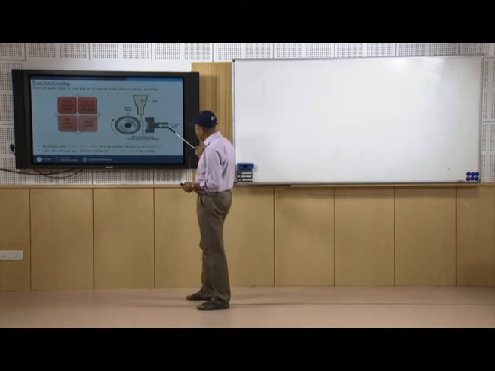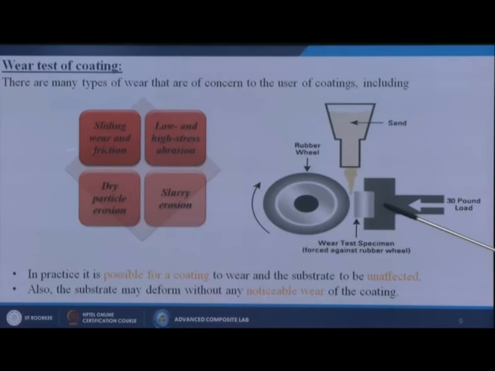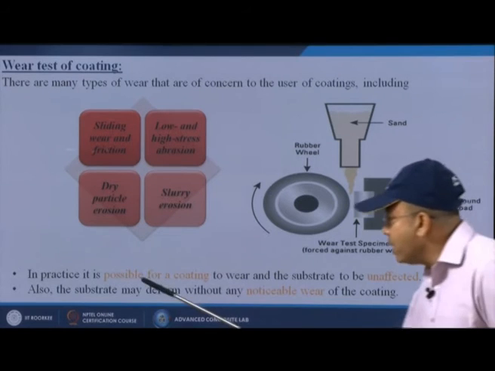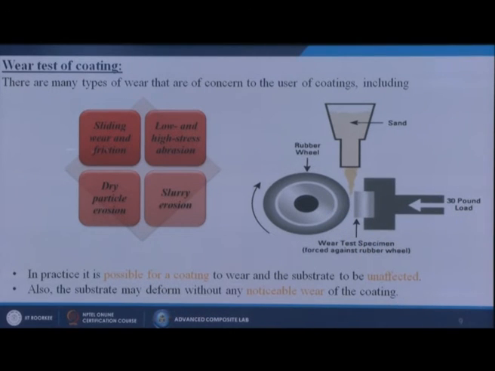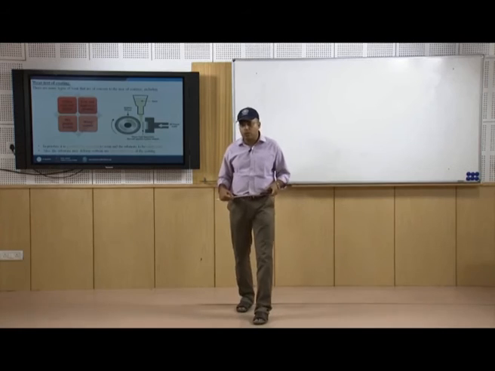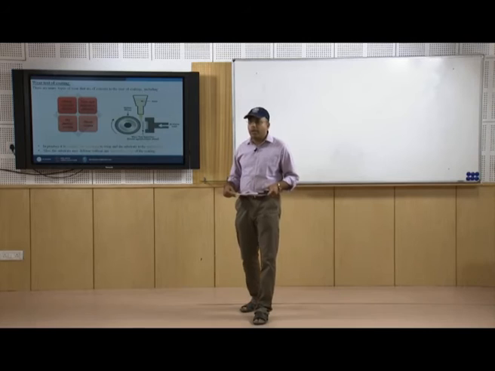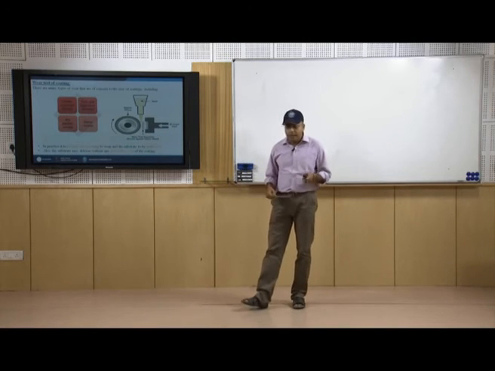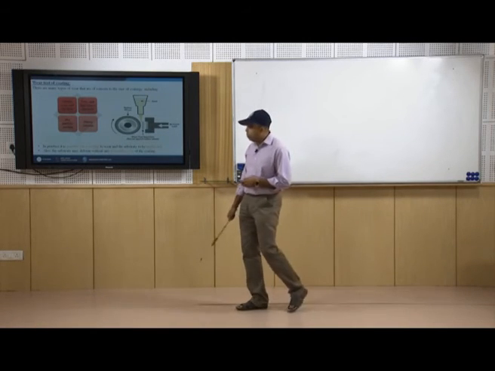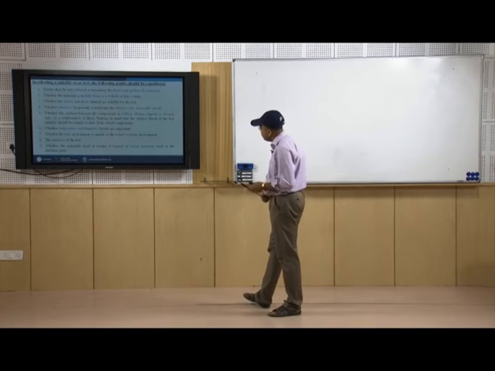Here also we are using some kind of normal load, so that the specimen gives a continuous load onto our rubber wheel. In practice, it is possible for a coating to wear and the substrate to be unaffected. Also, the substrate may deform without any noticeable wear of the coating. So, depending on how much mass it is losing, we can calculate how much wear is taking place on our coating surface.